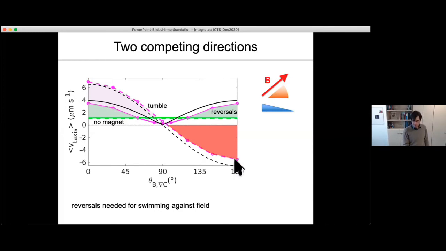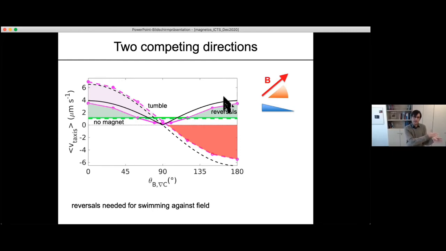And of course, this would be more so if the field is stronger, and maybe less so if the field is weaker. And eventually, if the field is very weak, then they could still, by fluctuation, swim in the opposite direction. However, with reversals, this angle between field and gradient also decreases the speed, but it never goes down fully to 0. There's still a positive speed at 90 degrees.